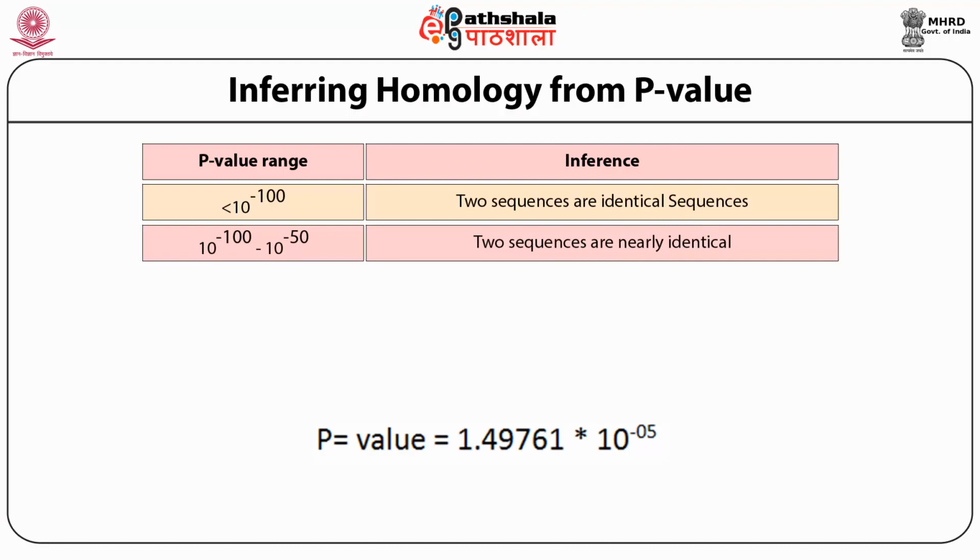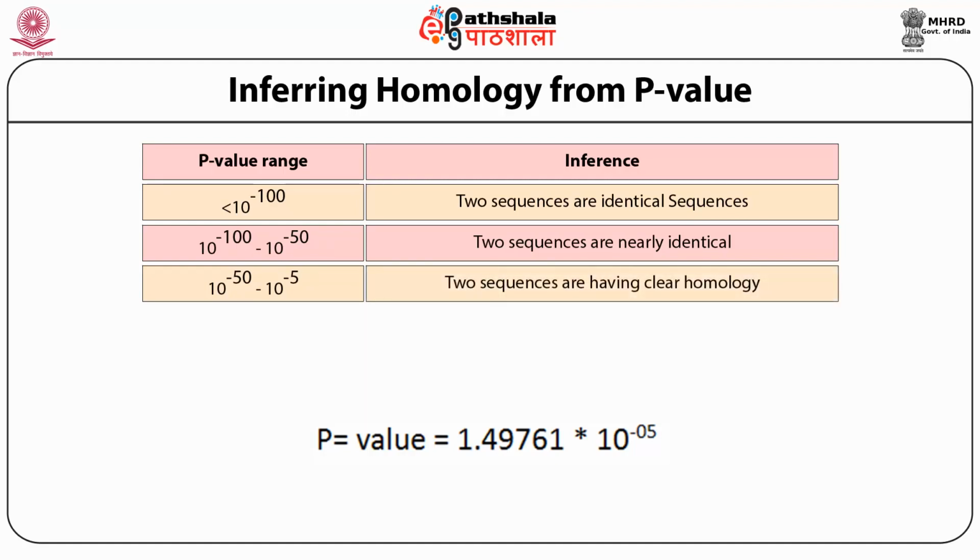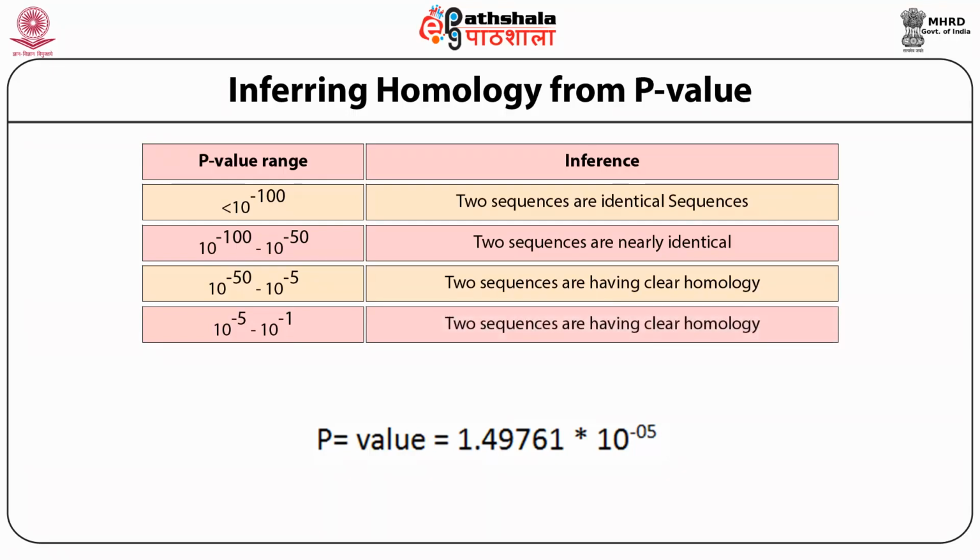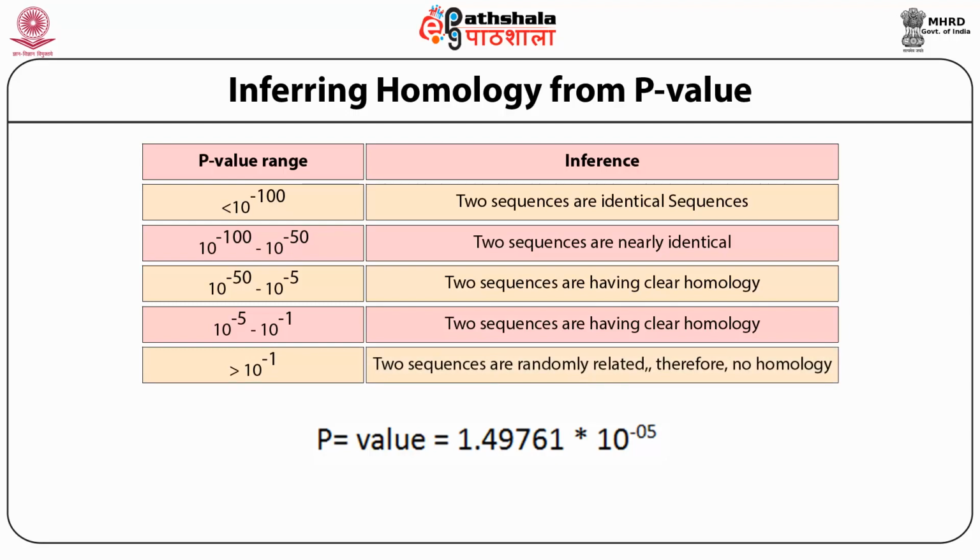When the p-value is between 10 raised to the power minus 50 and 10 raised to the power minus 5, then the two sequences have clear homology. When the p-value is between 10 raised to the power minus 5 and 10 raised to the power minus 1, then the two sequences have possible distant homology. And finally, when the p-value is more than 10 raised to the power minus 1, then the two sequences are just randomly related to each other.